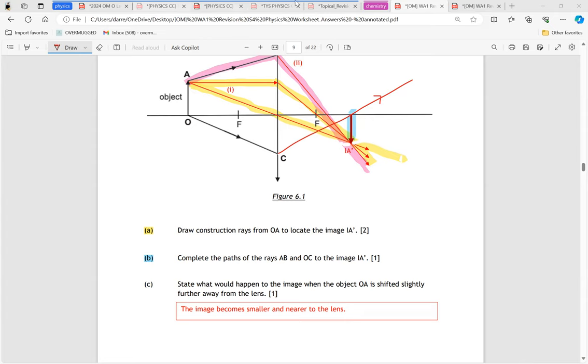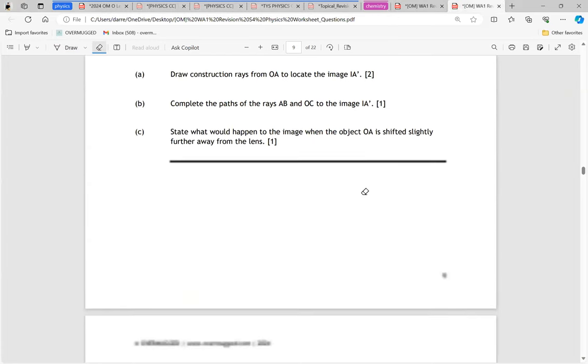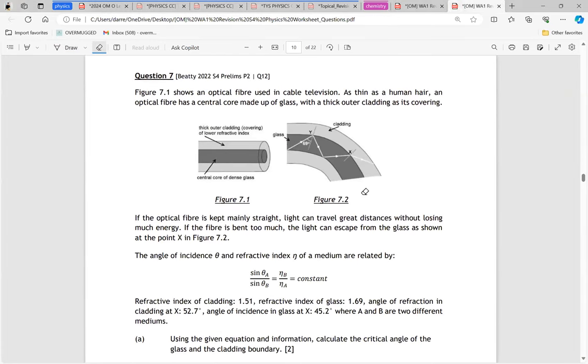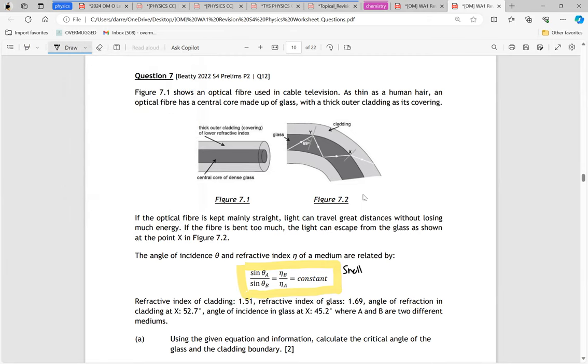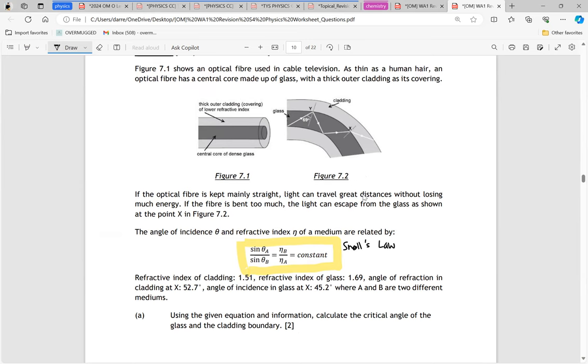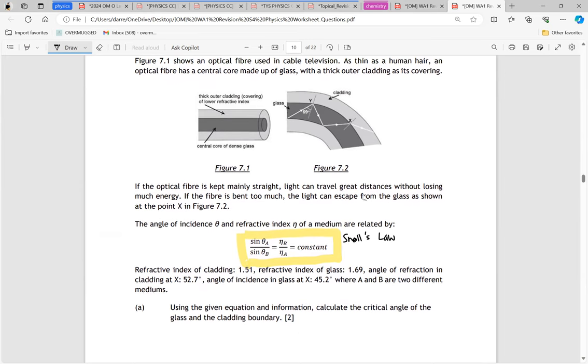Okay, let's move on to the next question. For the next question, I'm not going to get you guys to do it. I just need you guys to read. Because this question here introduces Snell's law. Whatever I've highlighted over here, this is the famous Snell's law. It has to be provided, because it's out of syllabus. Okay, so go ahead and read, and then we will take a look at this question together.